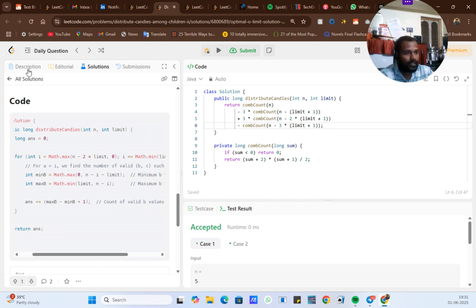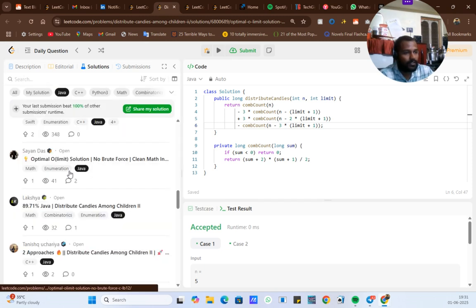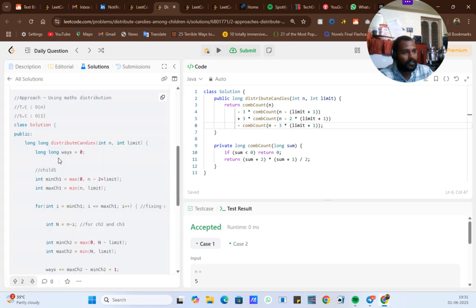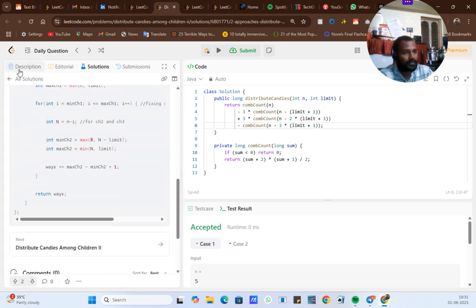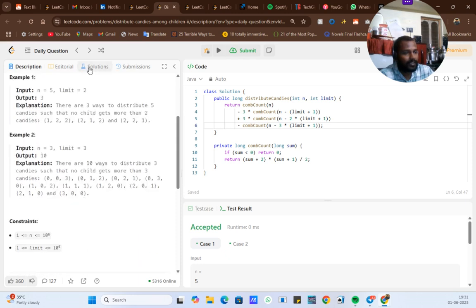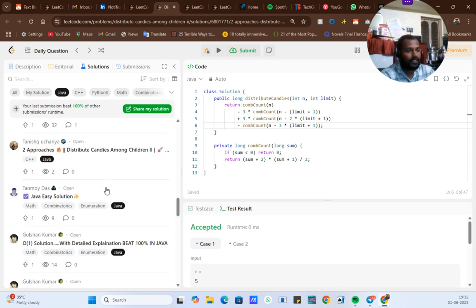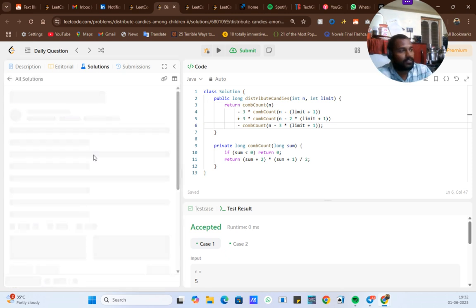So this is a hard problem. Either way, instead of asking and taking help from ChatGPT, you can take help from the editorial hints. So you can find the solution in the solution section. You can see the solution, implement it, and understand the code.